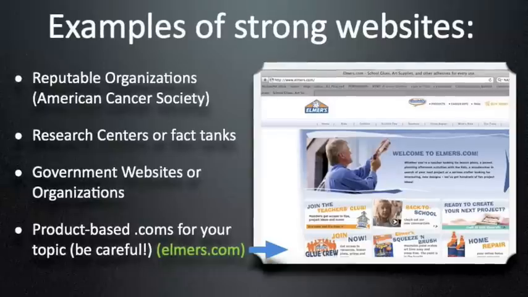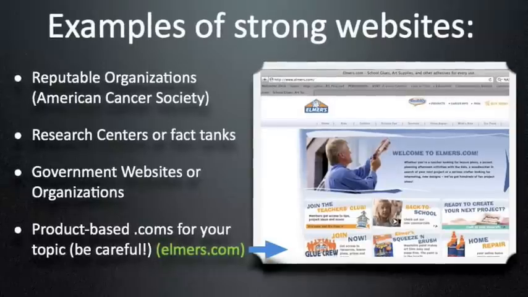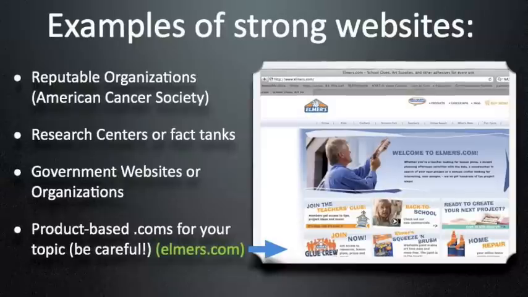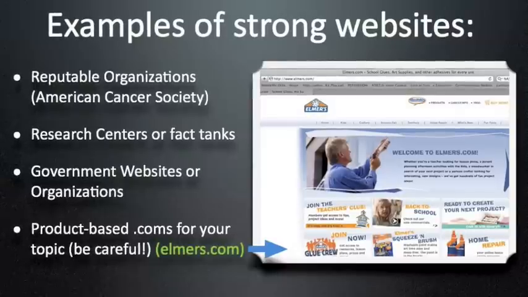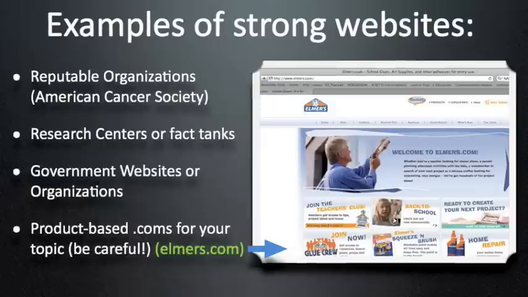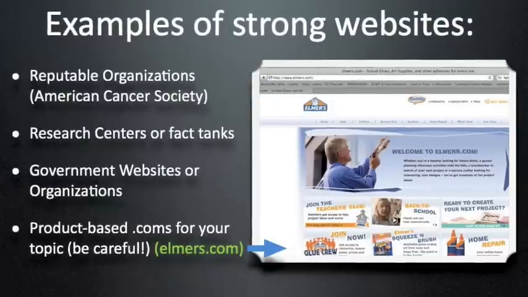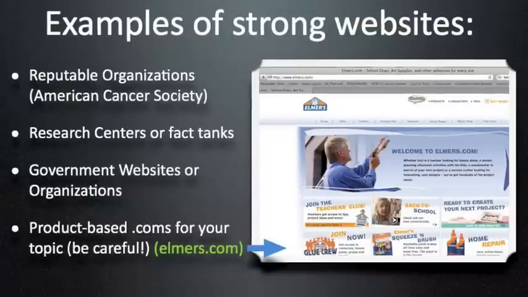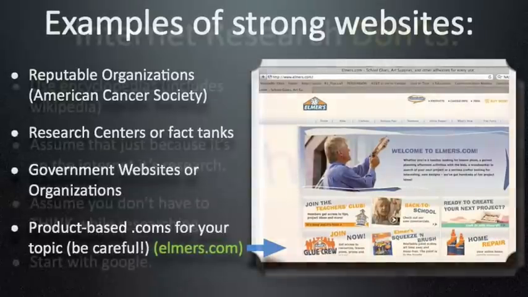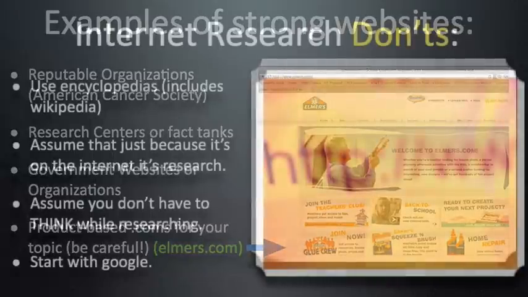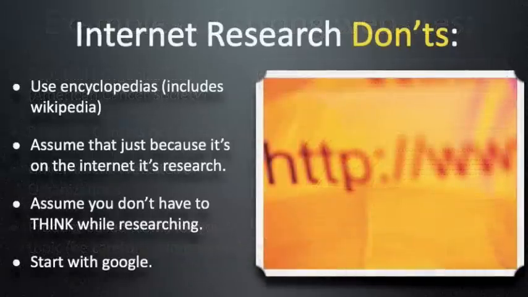So because of the specific nature of the topic that I had to do, I did use elmers.com for some of my research. Now keep in mind, however, that some of these product-based .coms are biased because often they're trying to sell you something. So use good judgment when using this type of research. Some don'ts when it comes to internet research include, number one, don't use encyclopedias.